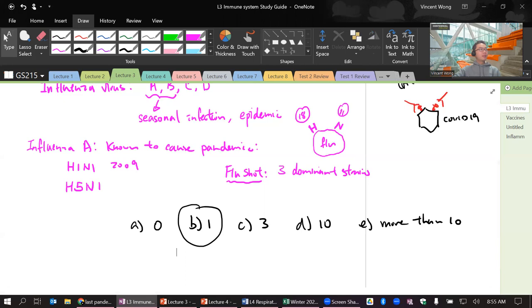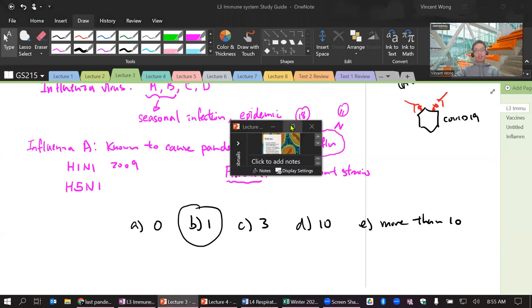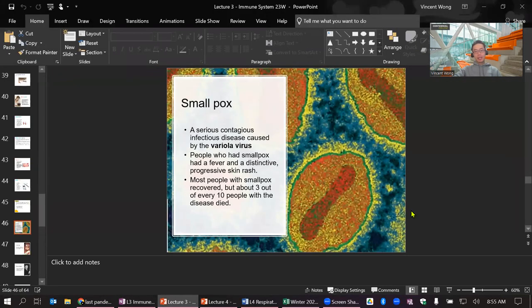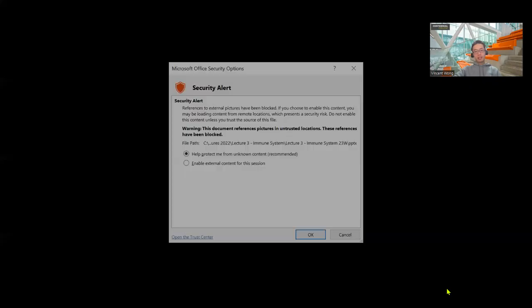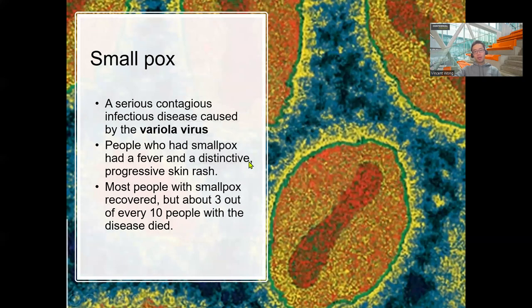We have only been able to eradicate one infectious disease, okay? And that is smallpox. All right, so let's talk a little bit about smallpox. You might have heard about it because recently there was also the monkeypox, right? So it's another pox virus. There are a lot of pox viruses like smallpox, monkeypox, chickenpox, cowpox, or all these pox viruses.